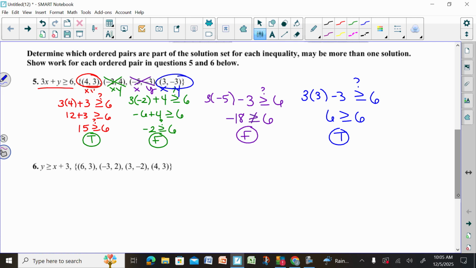You're not guaranteed any of them to work. All of them could work. There's no rhyme or reason. It's not, oh, one works and the others don't. You got to try every single one. Pretty easy concept here, but it's trying to illustrate the idea of there's multiple answers and what a solution means. It means when you plug it into the inequality, it gives a true result. That's what a solution to an inequality is.